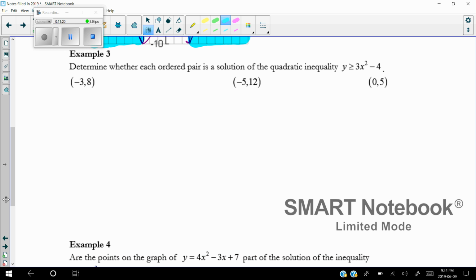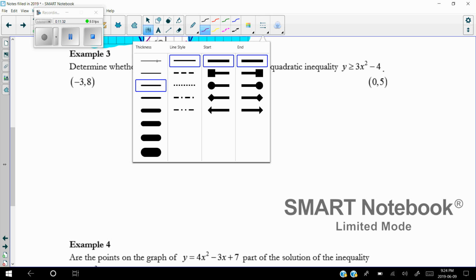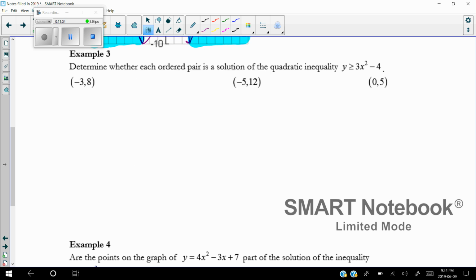I guess we got a couple more examples yet. Okay, next one, determine whether each ordered pair is a solution of the quadratic inequality. So we're just checking to see if this point satisfies the inequality. So I'm going to sub in my x coordinate for x and my y coordinate for y, and then just do some calculator or mental math.